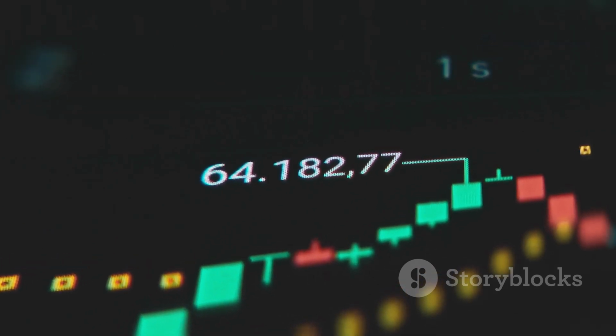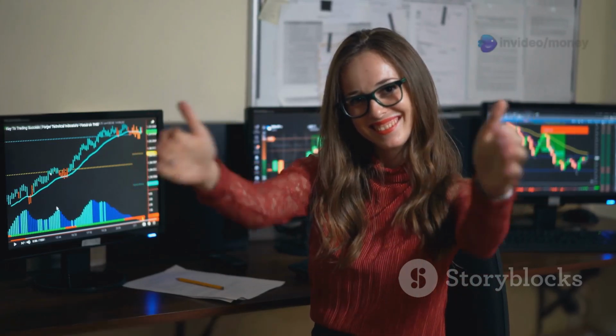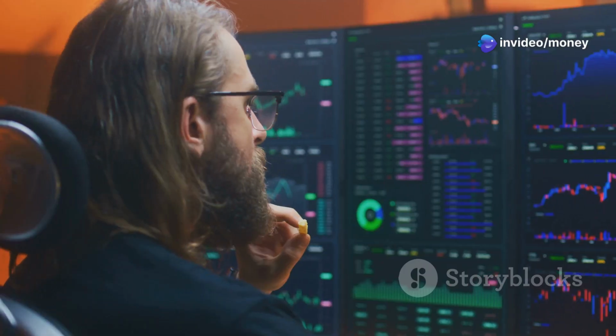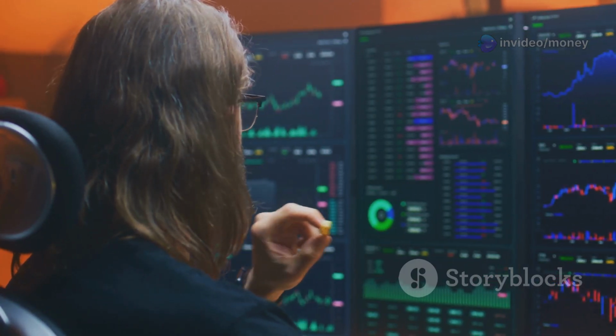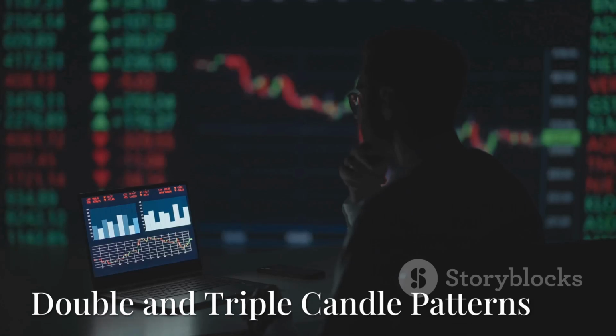strong confirmation that the buyers have indeed taken control. This practice of waiting for confirmation helps filter out false signals and increases the probability of a successful trade. It transforms a potential signal into a more actionable trading setup, adding a layer of discipline to your strategy.